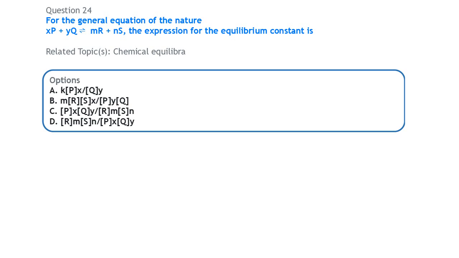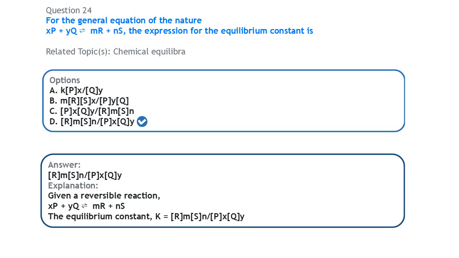For the general equation of an equilibrium reaction represented as this, the expression for the equilibrium constant, we start with the product first. The equilibrium constant is equal to R raised to power M, the number of moles, times S in brackets raised to power N, that's on the product side, divided by what we have on the reactant side: P in brackets raised to power X times Q in brackets raised to power Y.